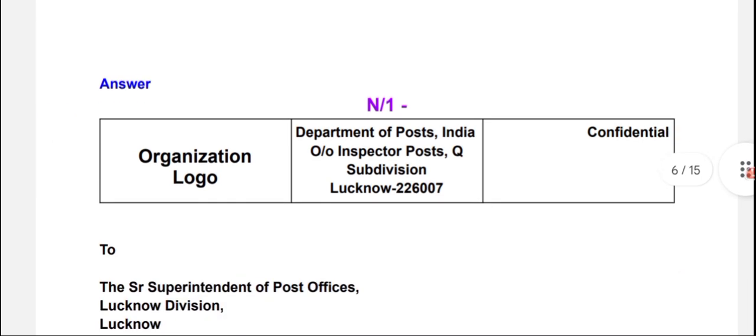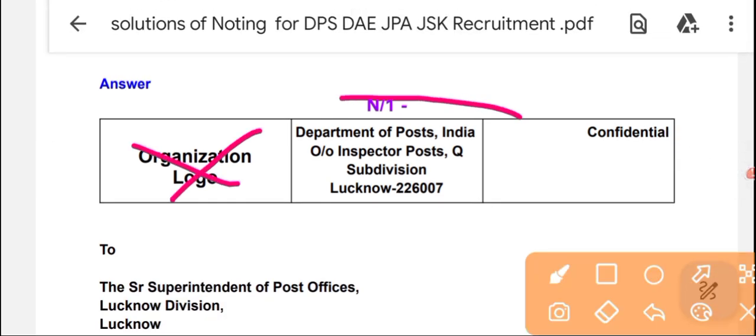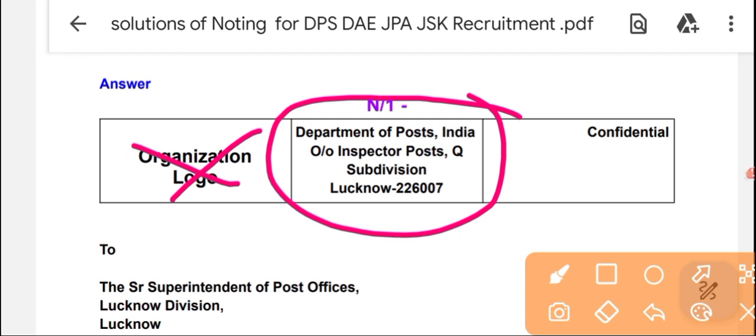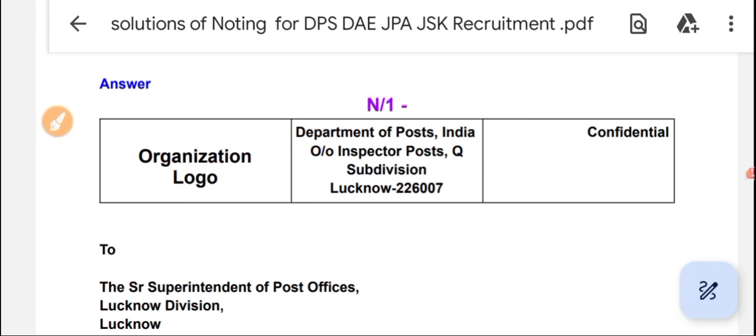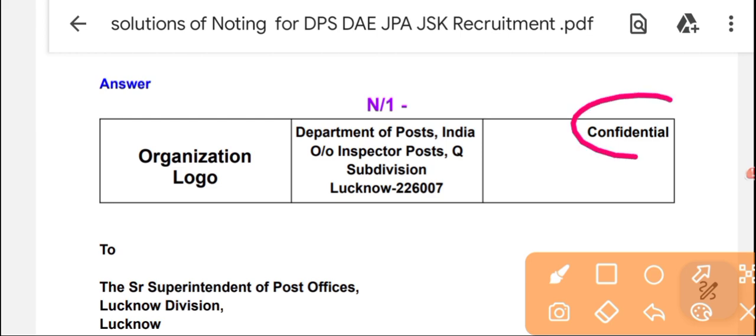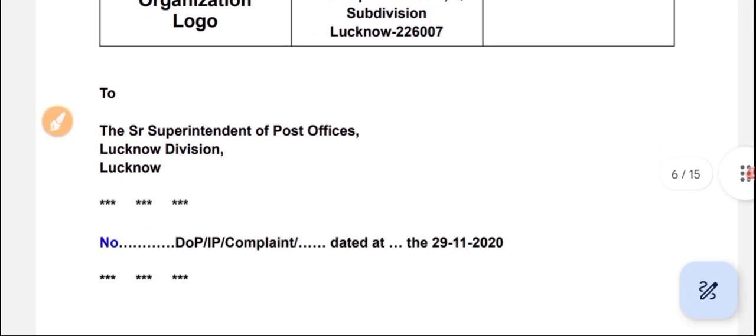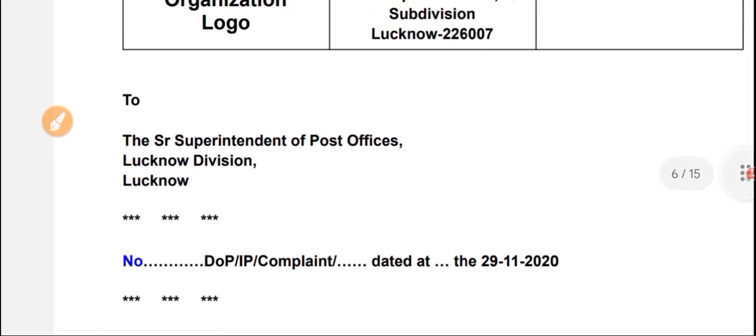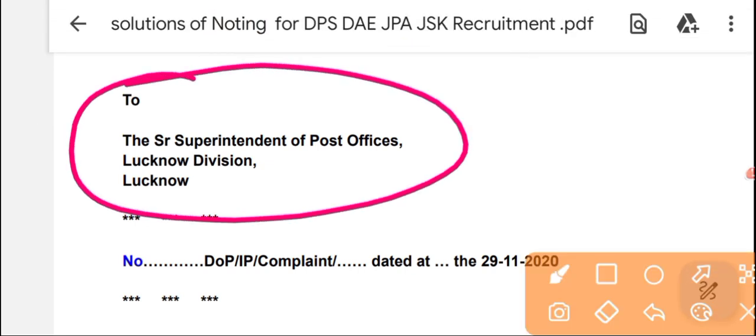You will not write the organization logo, but you will write the Department of Posts India, the Inspector of Post Offices, Subdivision Lucknow, or any location, and the pin code may be available. This is the report about the inspection, so you will write Confidential in the top corner. After checking or inspection, as inspector, you will write your report to your senior, who may be the Senior Superintendent of Post Offices.